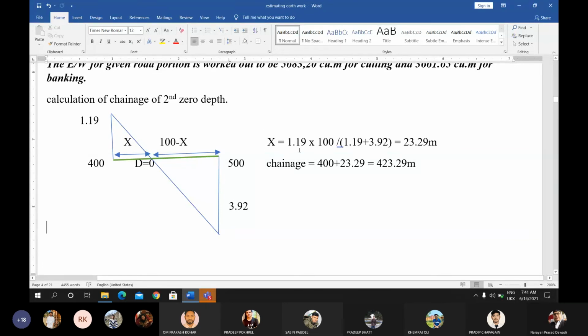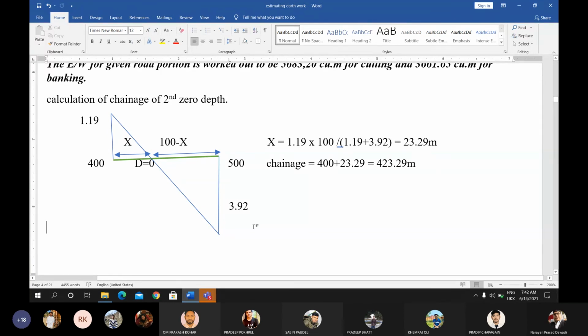You will get the relation x is equal to 1.19 into 100 divided by 1.19 plus 3.92. You get the value of 23.29 meter. From 400 to this channel is 23.29 meter. The channel of D equal to 0 will be 400 plus 23.29 meter, which gives the value of 423.29 meter.